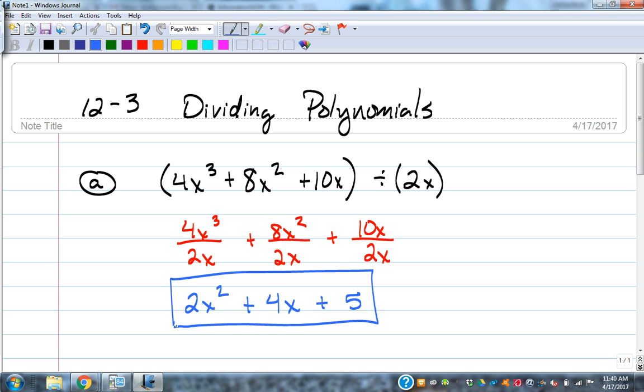We've divided that polynomial by that monomial. We've got to be able to recognize that we're dividing by a monomial to be able to do that, because it doesn't work if you're doing something different. Okay, so if you're dividing by a monomial, you can do that. Let's look at another one.